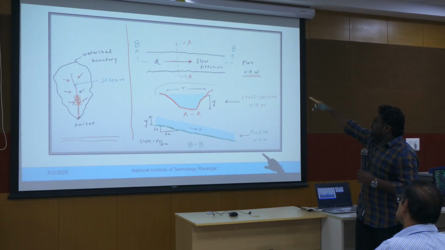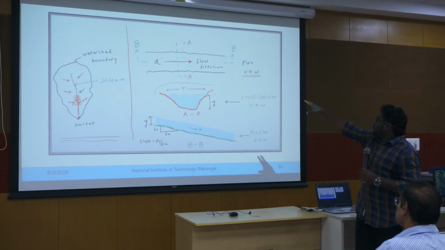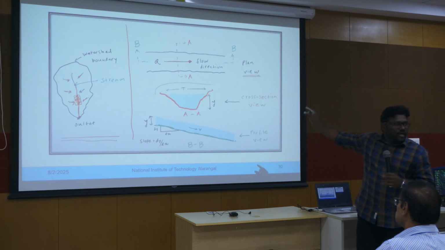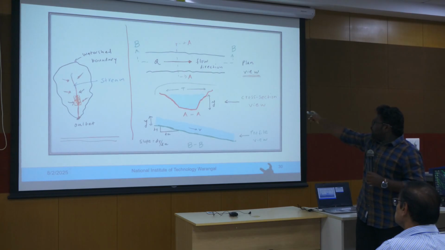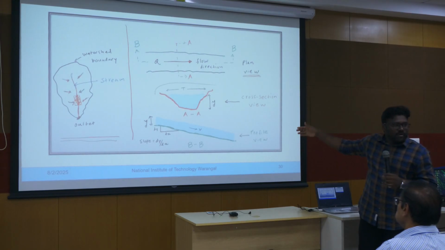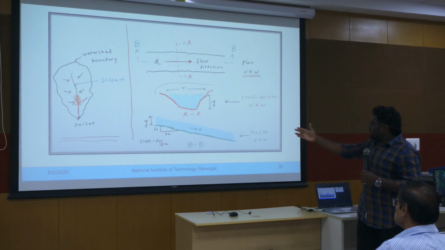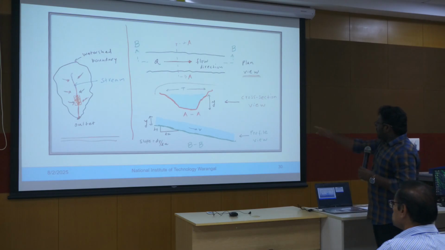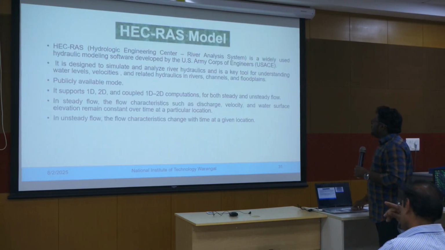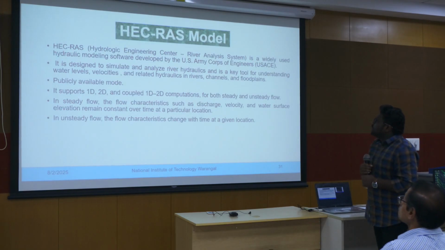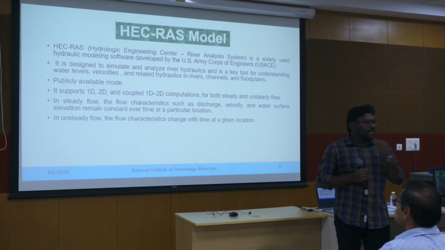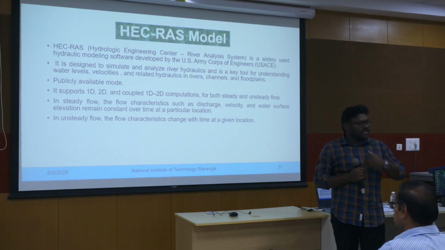So this is a plan view. These are two cross sections, AA and BB. One is the cross section view and another is the profile view. In the cross section view you will get to know the depth, top width, all those geometry. In the profile view you will see the slope. This is the way you can find out the slope, and also we can find out the velocity.